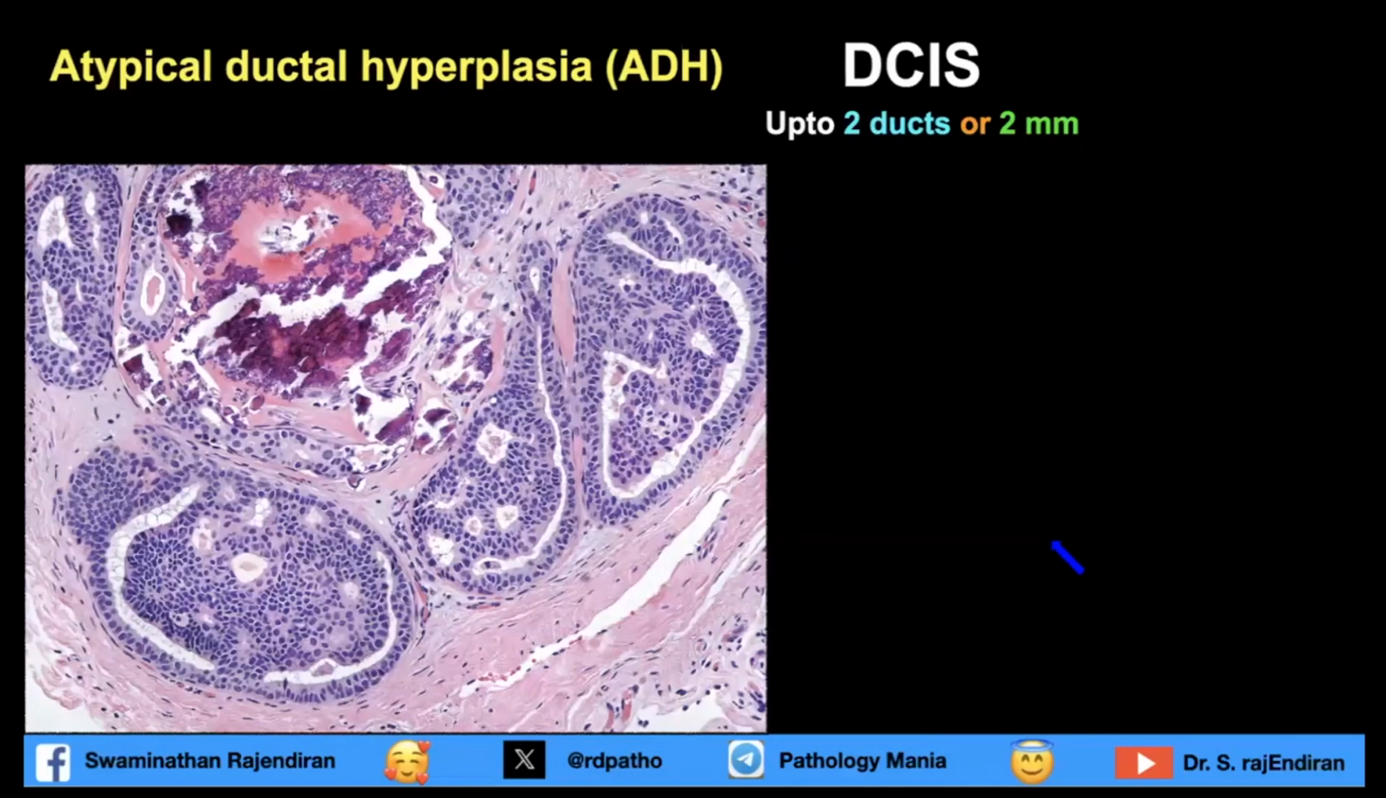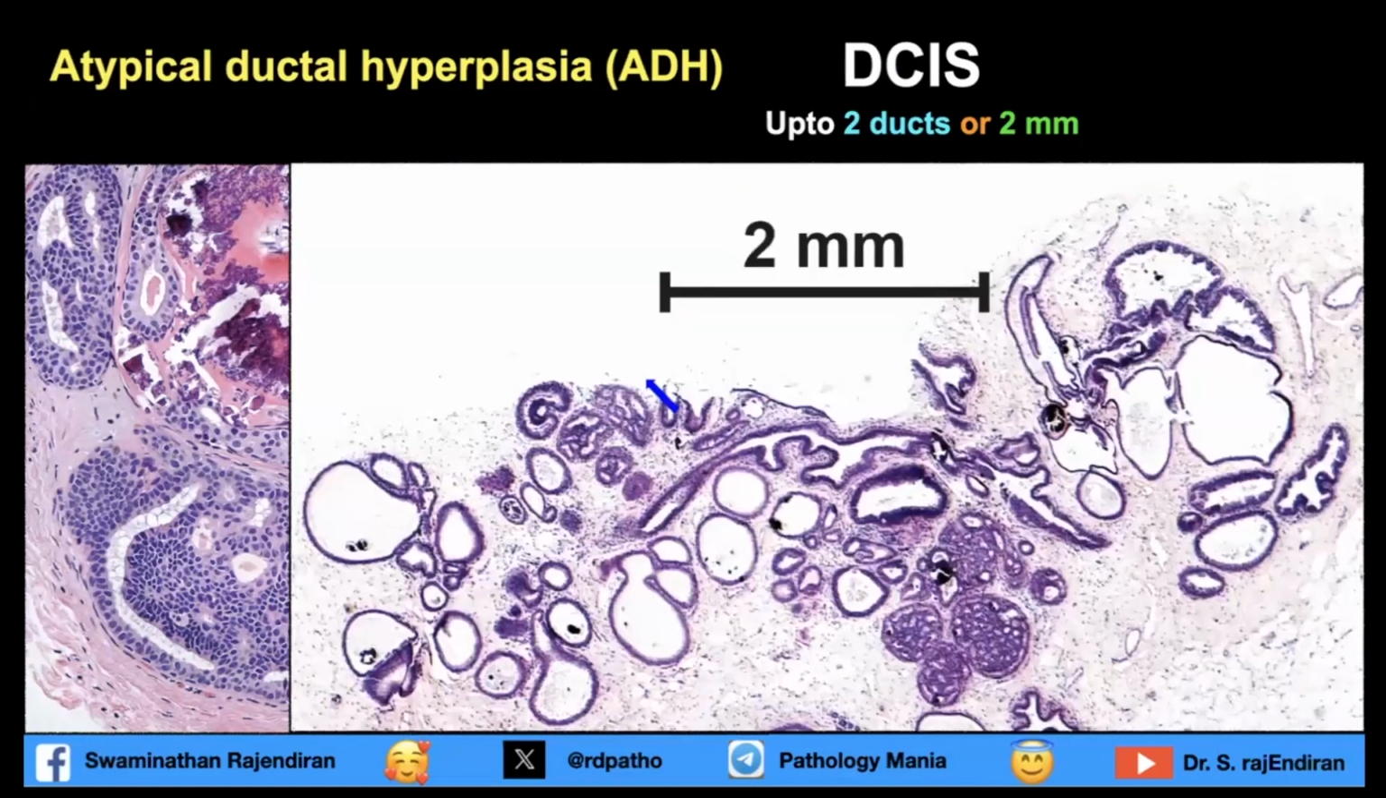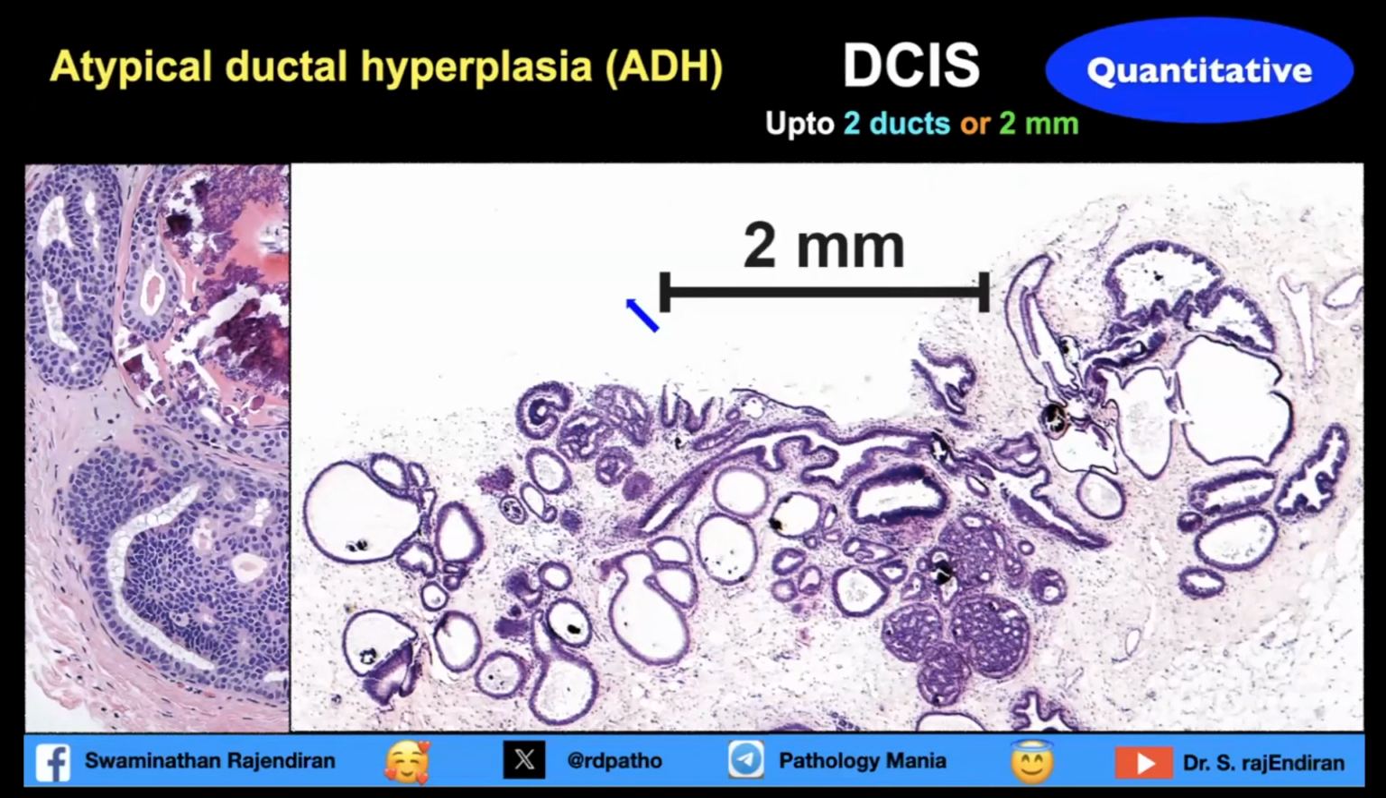When do you diagnose atypical ductal hyperplasia? The main thing you have to tell is ADH is DCIS up to 2 ducts. For example, here they look like classic DCIS in the high power. But when you go to the slide, that area is less than 2 millimeter. When it is less than 2 millimeter or up to 2 ducts, then we call ADH. So ADH is a quantitative diagnosis. It is DCIS within 2 ducts or less than 2 millimeter.